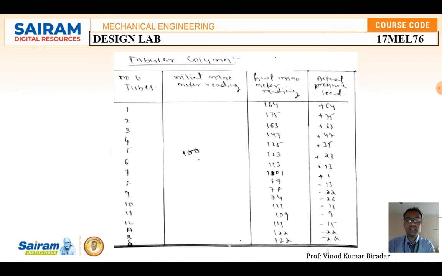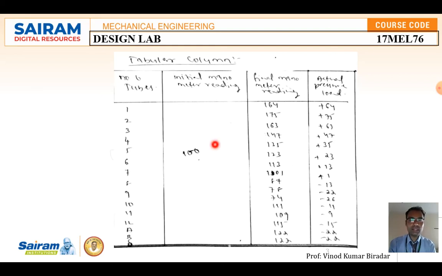Here this is a tabular column. How many total tubes are there? Total 12 are there. These a, b, c, d are connected axially, so these are dummy; no need to worry about these tubes in this experiment. The initial manometer reading is 100. Once you switch on the motor, the oil present in the tubes will flow and then come to rest.